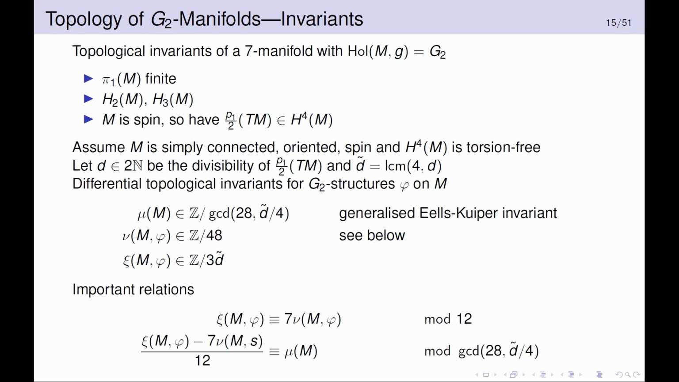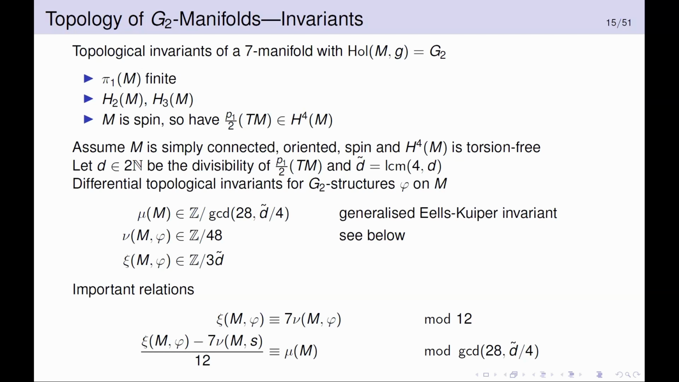And these invariants satisfy some relations. For example, the psi invariant is always congruent to 7 times the new invariant mod 12. And because of this, you can take the difference, divide by 12, and that will then be congruent to the Eells-Kuiper invariant modulo this denominator of d.